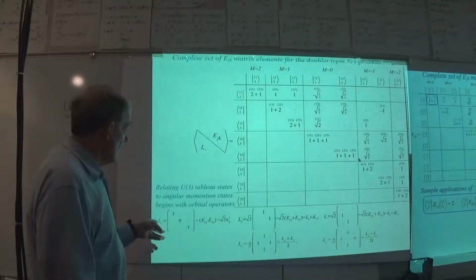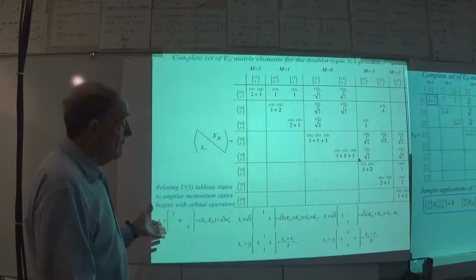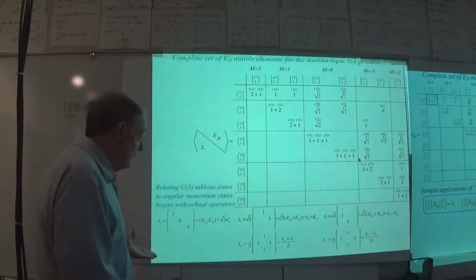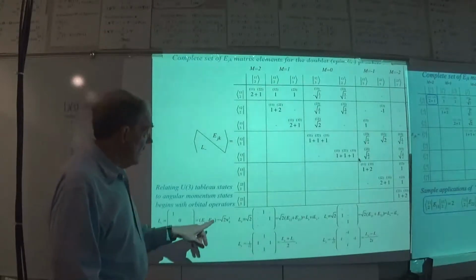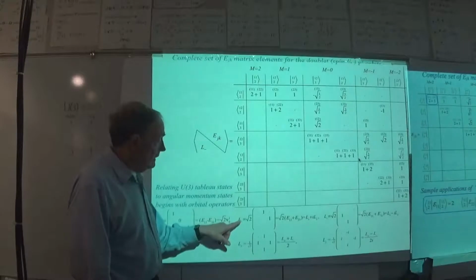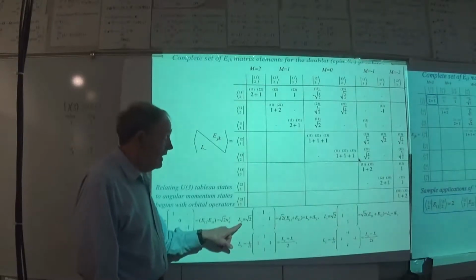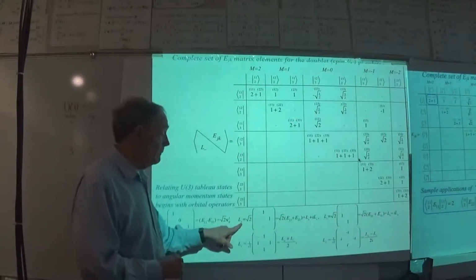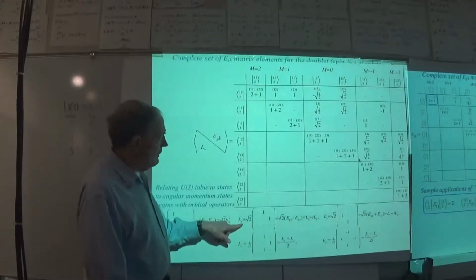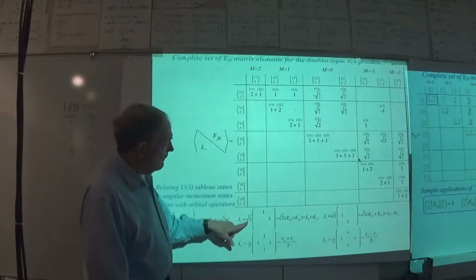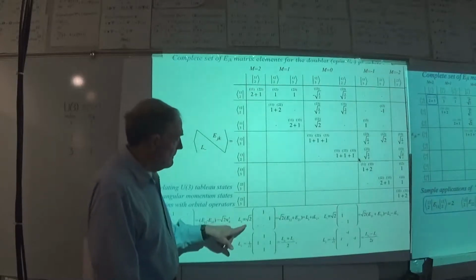But just to get a feeling for where the square roots of 2 go and where they don't go, notice that in order to actually get an L plus raising operator, the kind that I use in angular momentum, ordinary freshman physics, angular momentum raising and lowering, has a square root of 2 on it.